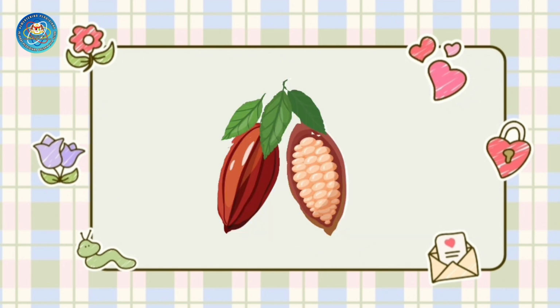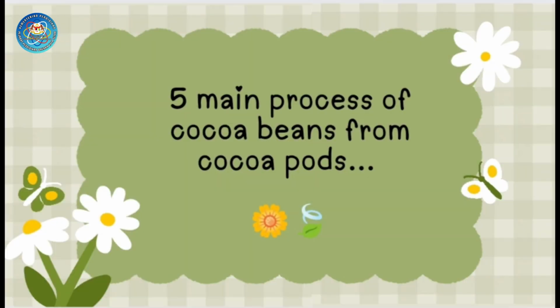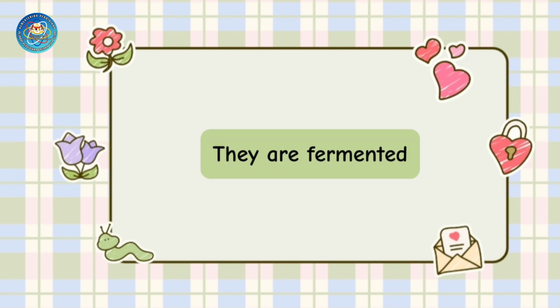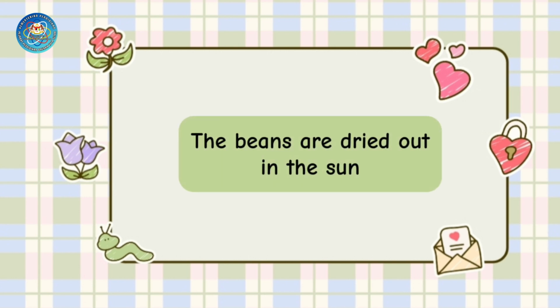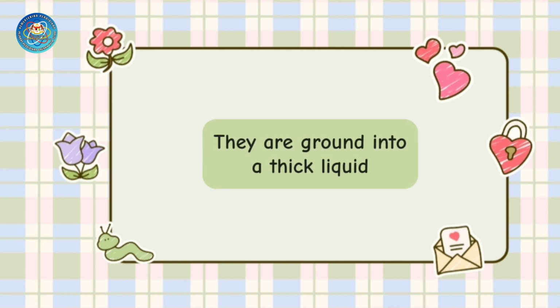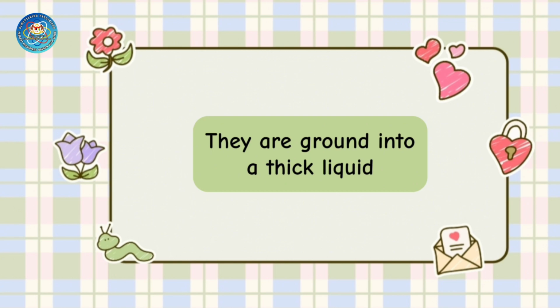Can you tell me how many steps are involved in the process of making chocolate? There are actually 5 important steps. Firstly, the cocoa pods are harvested. Next, they are fermented. Later, the beans are dried out in the sun. Then, the beans are roasted. Finally, they are ground into thick liquid.